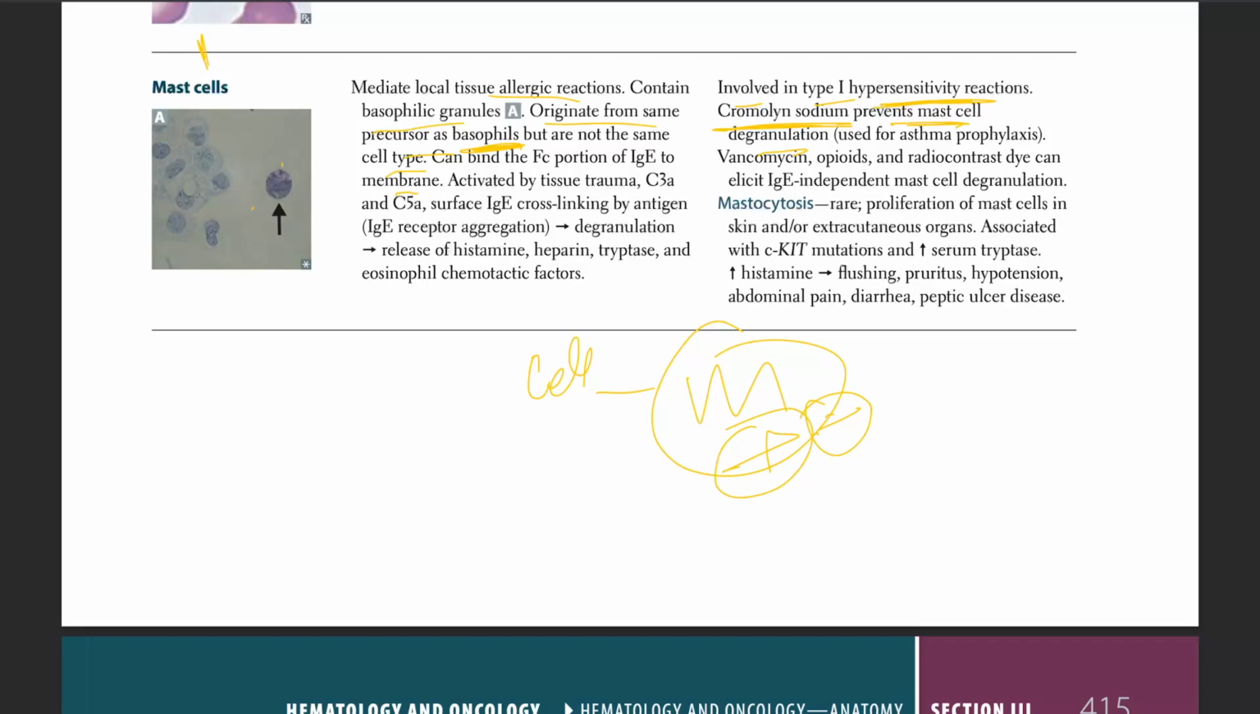Okay, vancomycin, opioids, and radiocontrast dye can elicit IgE-independent mast cell degranulation. So although normally we know that IgE leads to degranulation of the mast cell, they're saying not only that. Vancomycin, opioids, radiocontrast dye can also elicit mast cell degranulation independent of IgE.